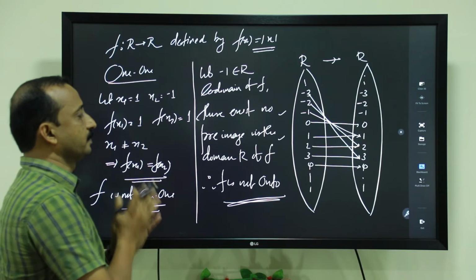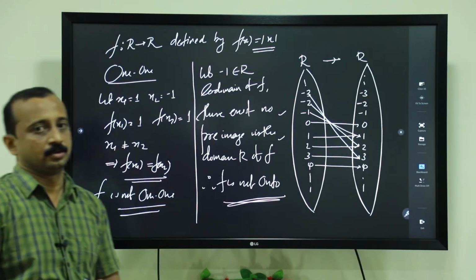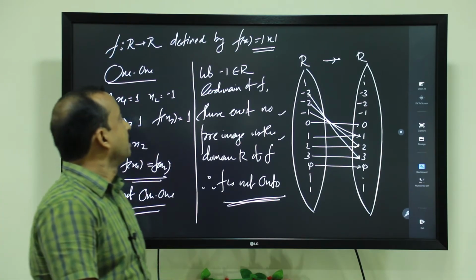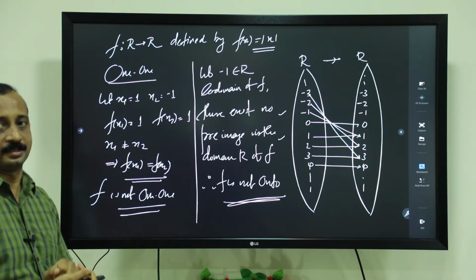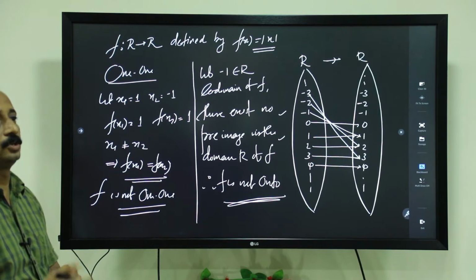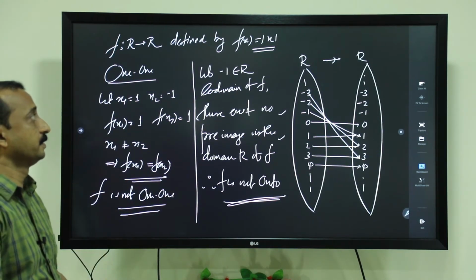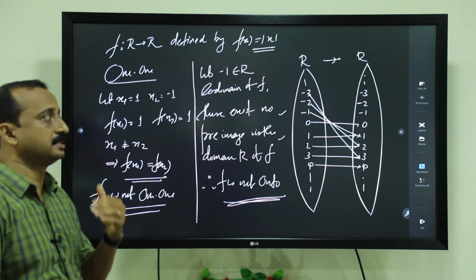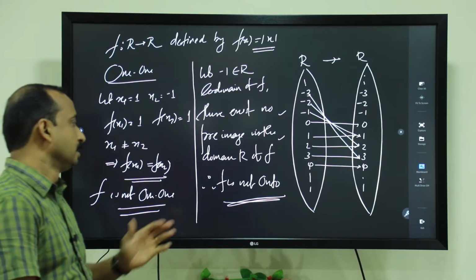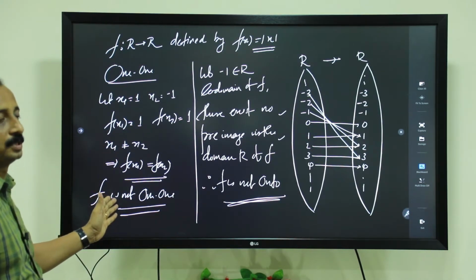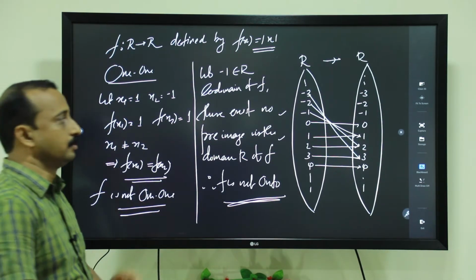Okay, clearly the given function is not one-one and not onto. Our question is: the function from R to R defined by f of x equal to mod x is neither one-one nor onto. Check whether f is injective or surjective, or check whether f is one-one or onto. In all these cases we get the answer that f is not one-one and f is not onto.